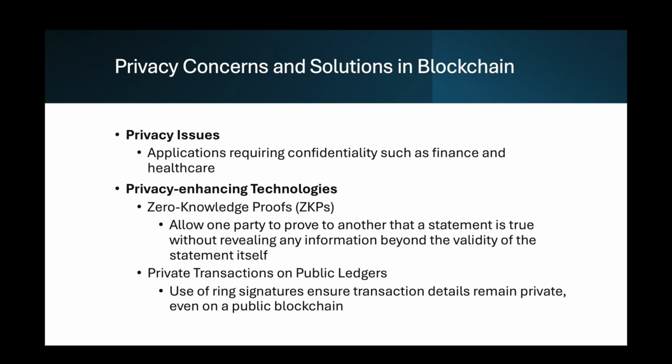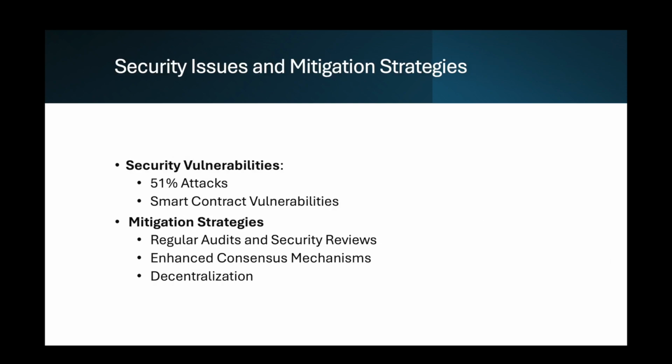Private transactions on public ledgers. Solutions like Ethereum's zk-SNARK integration and Monero's use of ring signatures ensure transaction details remain private, even on a public blockchain. Security issues and mitigation strategies. Security vulnerabilities: 51% attacks occur when a single entity gains control of more than half of a blockchain network's computing power, enabling them to double-spend coins and prevent new transactions from confirming.